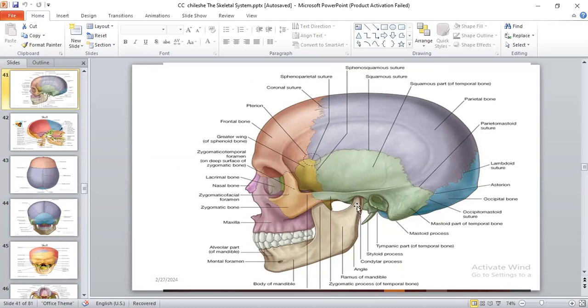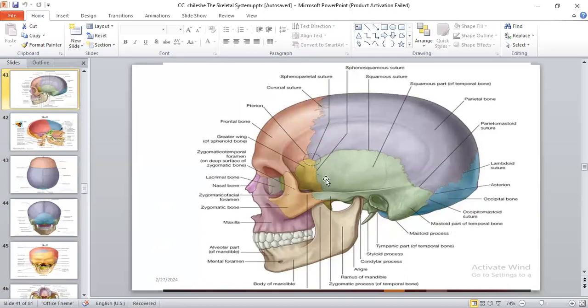This bone, which is in bush green, is a paired bone. You're going to see it on this side and on the other side, on the left side and on the right side. This bone is known as the temporal bone. So we have two paired temporal bones, one on each side of the calvaria.